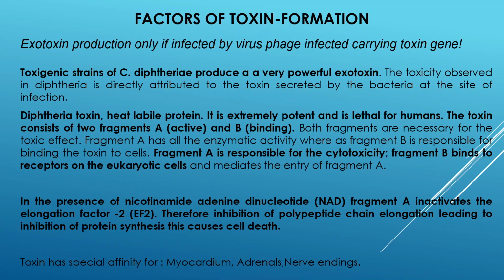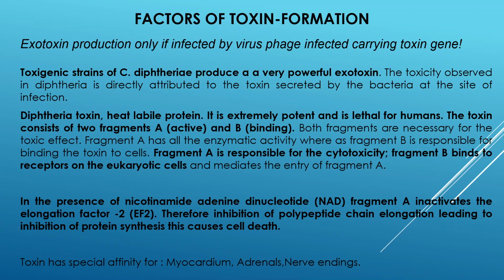Toxigenic strains of Corynebacterium diphtheriae produce a very powerful exotoxin. The toxicity observed in diphtheria is directly attributed to the toxin secreted by the bacteria at the site of infection. Diphtheria toxin is a heat-labile protein. It is extremely potent and lethal for humans. The toxin consists of two fragments, A, active, and B, binding. Both fragments are necessary for the toxic effect.